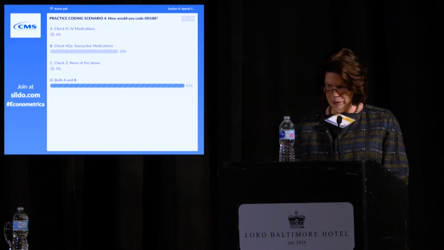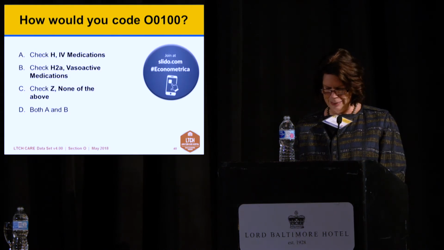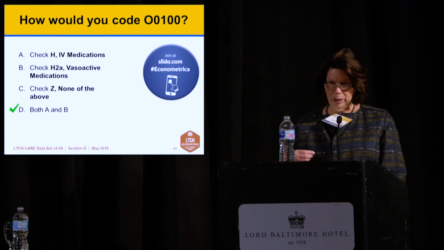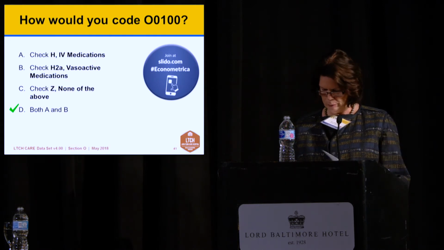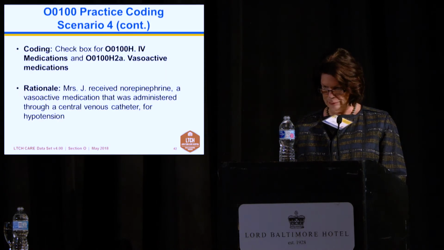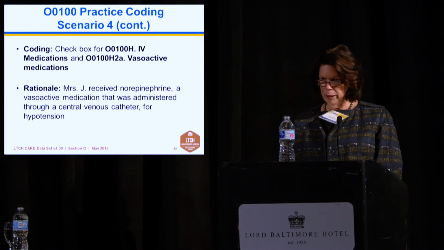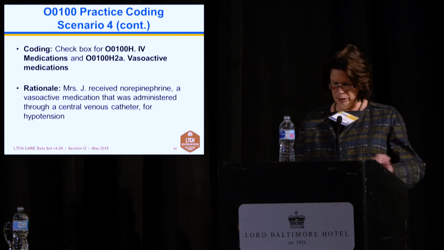And I'm glad to see the responses are changing because we just went over that. The majority of you did select D, both A and B. As I said, think of the IV medications item as a gateway question to this section, and at this time it has one data element under it, which is the IV vasoactive medications. So you would check both, as Mrs. J received norepinephrine, a vasoactive medication that was administered through a central venous catheter for her hypotension.